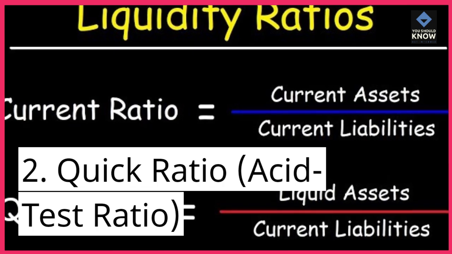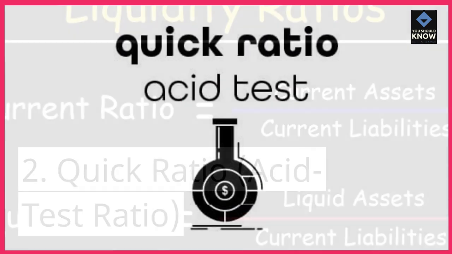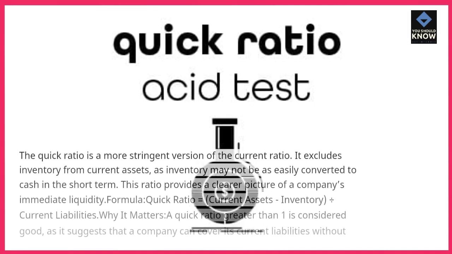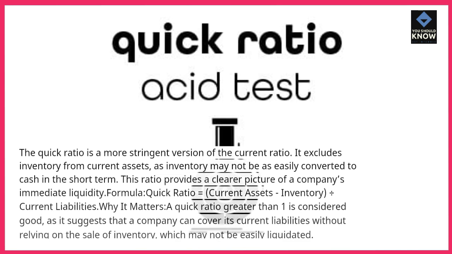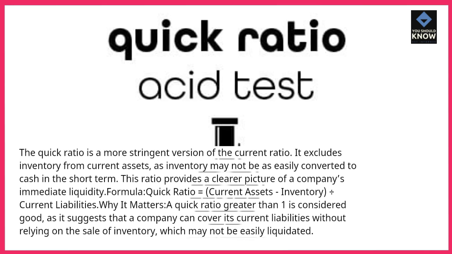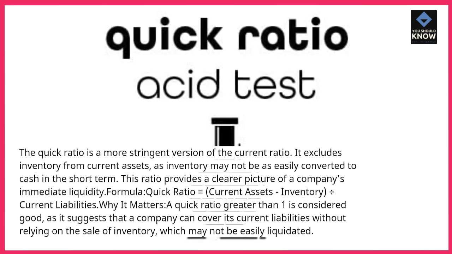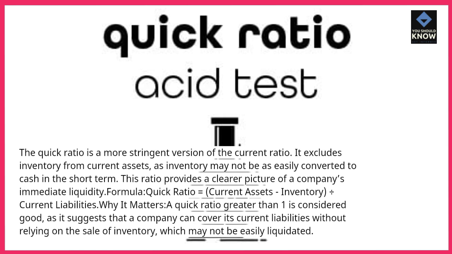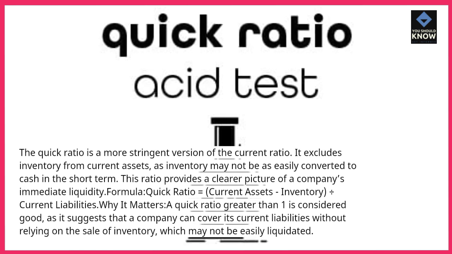2. Quick ratio, acid test ratio. The quick ratio is a more stringent version of the current ratio. It excludes inventory from current assets, as inventory may not be as easily converted to cash in the short term. This ratio provides a clearer picture of a company's immediate liquidity. Formula: quick ratio equals current assets minus inventory, divided by current liabilities.